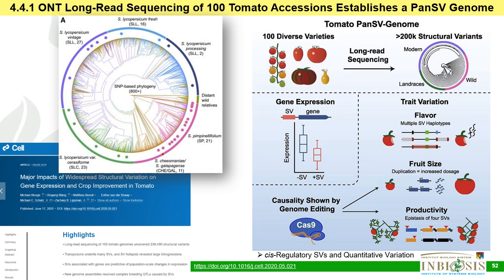A very good example is in tomato, using Oxford Nanopore long read sequencing of 100 tomato accessions. This established the pan-structural variant as a feature of structural variants. Many structural variants are in the cis-regulatory elements, which are not inside a gene but in the promoter or enhancer region of the genes, actually responsible for the flavor, fruit size, and productivity of the tomato, in the branching and fruiting pattern. So this wouldn't be detectable if based on a single genome only.